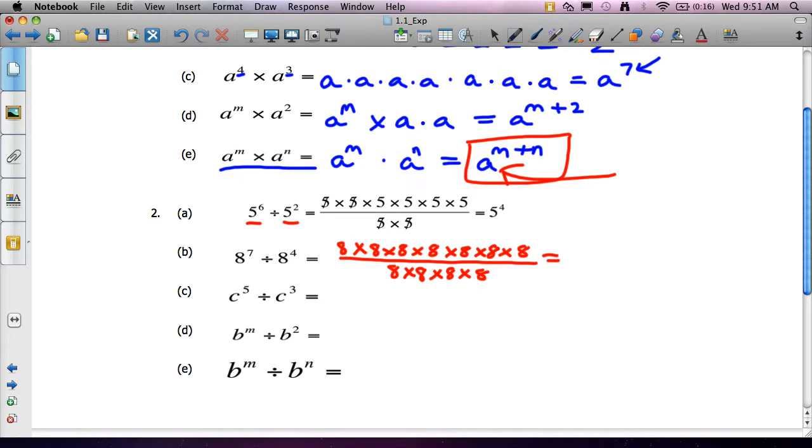So we'll notice I have 1, 2, 3, 4 8s being multiplied together. 1, 2, 3, 4. And what I'm left with is 8 to the 3rd. Now you might be asking, well, Mr. Chavez, what happens if you have more values in the denominator than you do in the numerator? We're going to get to that shortly.